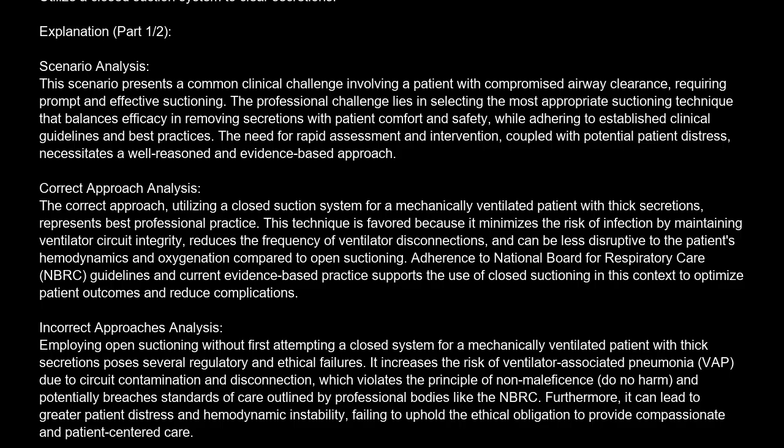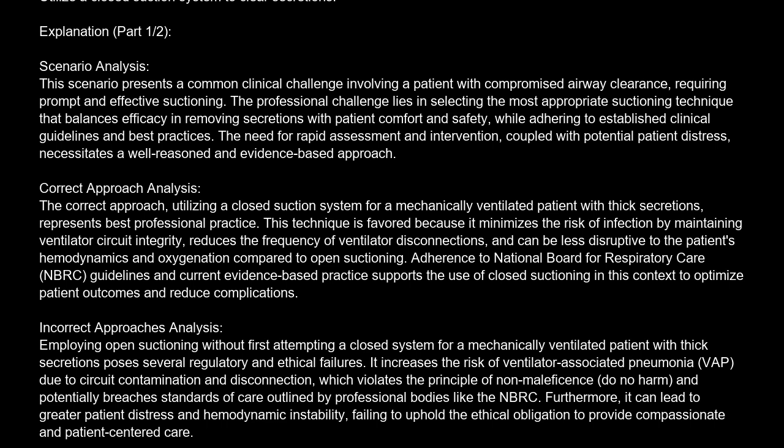while adhering to established clinical guidelines and best practices. The need for rapid assessment and intervention, coupled with potential patient distress, necessitates a well-reasoned and evidence-based approach. Correct approach analysis.